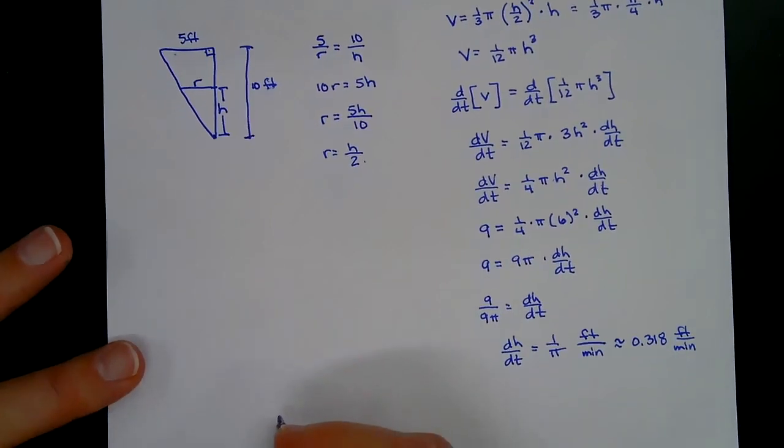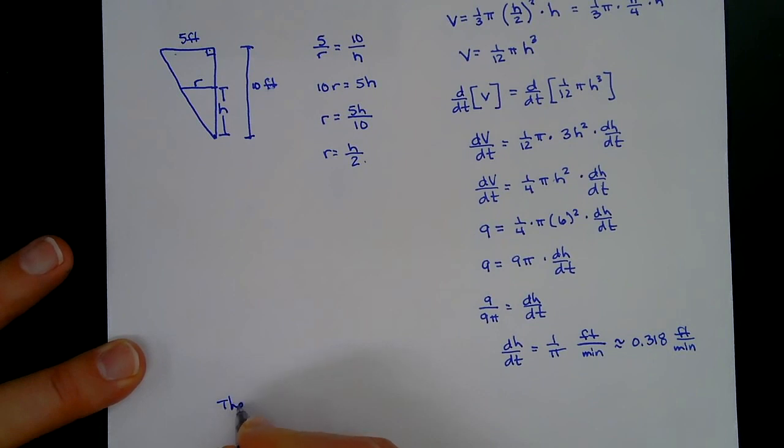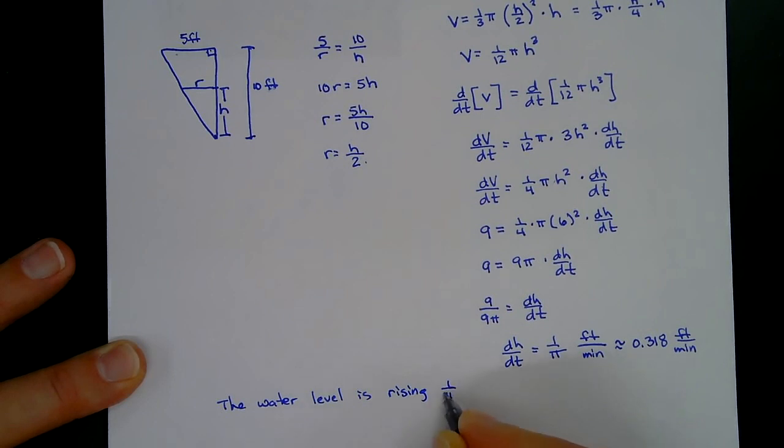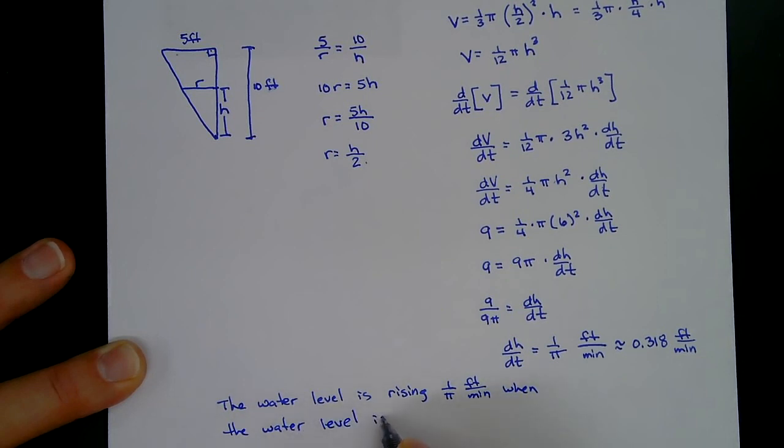So we want to write a statement with this. So the water level is rising, and I'm going to put the exact value. You could also put the approximate value. Either way is fine. 1 over pi feet per minute when the water level is 6 feet deep.